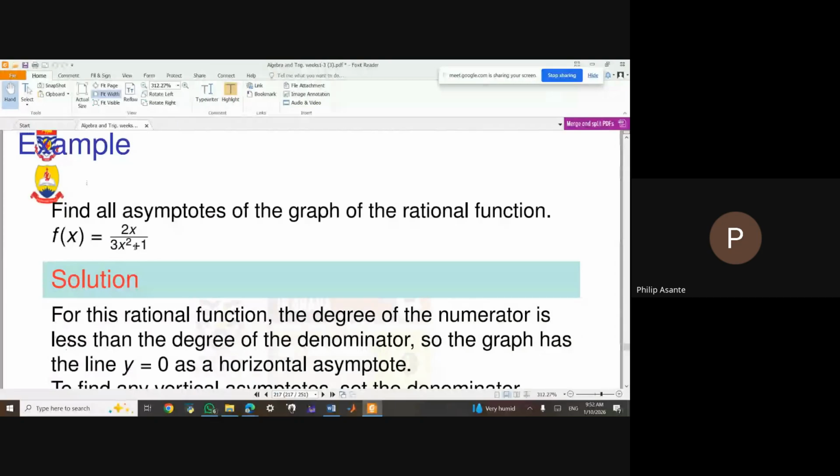x equals plus or minus root of 1/3. Are you sure? Okay, let's find the horizontal asymptote first. What's the horizontal asymptote?